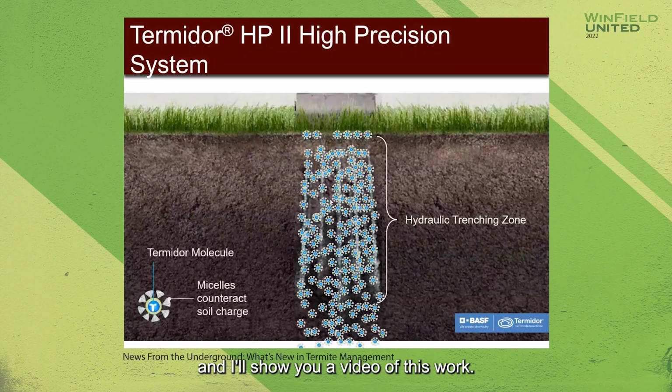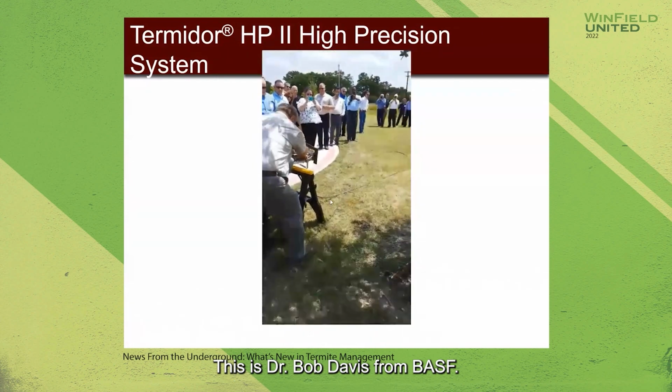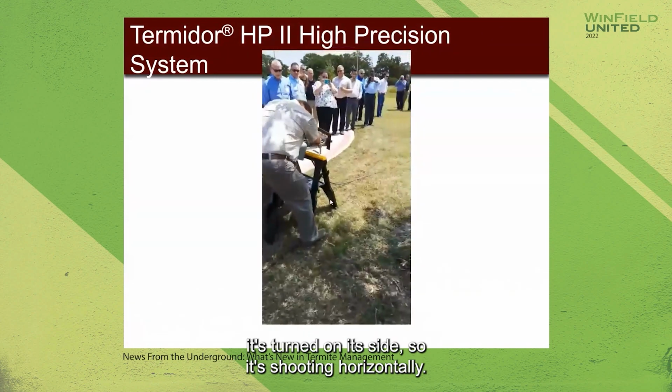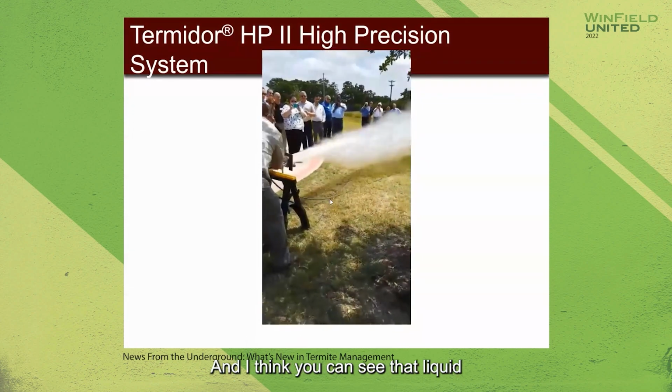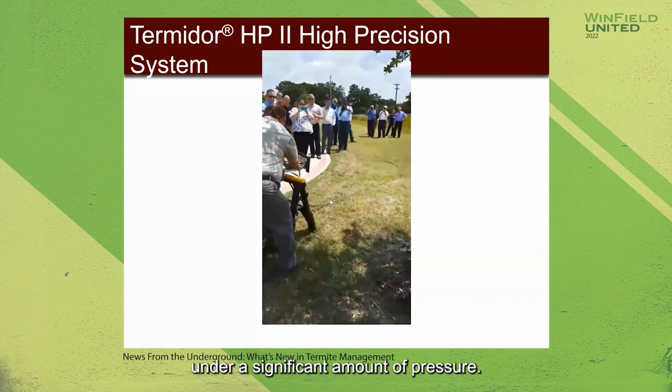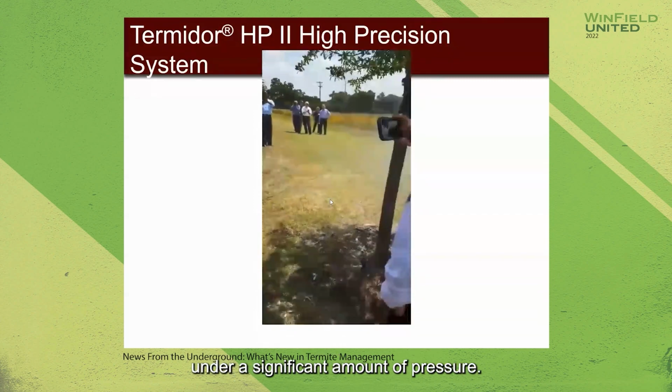And I'll show you a video of this working. This is Dr. Bob Davis from BASF. He's using this device. It's turned on its side, so it's shooting horizontally. And I think you can see that liquid that it's forcing out. In this case, it's just water, but it's forcing it out under a significant amount of pressure.